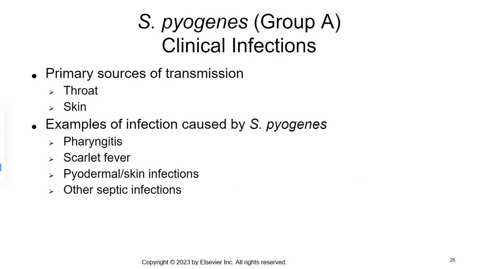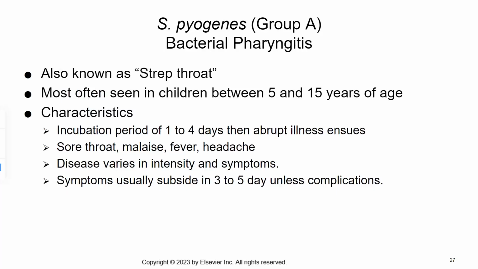Clinical infections. Primary sources of transmission are the throat and skin. Examples of infections caused by S. pyogenes: pharyngitis, scarlet fever, pyodermal or skin infections, and other septic infections. S. pyogenes bacterial pharyngitis, also known as strep throat, is most often seen in children between 5 and 15 years of age. It has an incubation period of 1 to 4 days, and then abrupt illness ensues.